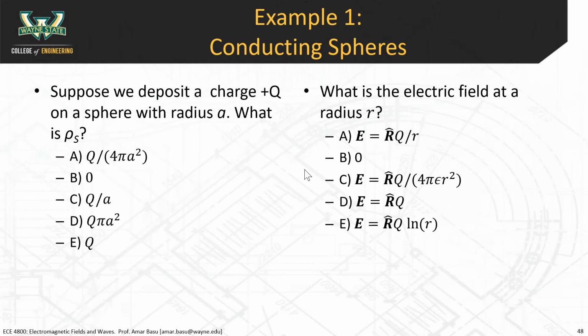All right. So just quick questions to make sure we're all here. In this example, we have conducting spheres. Suppose we deposit a charge Q on a sphere with radius a. What is rho sub S? You have 5 choices. I'm just going to start the poll here. Okay, start a poll, and there are 1, 2, 3, 4, 5 choices. I will put this up here, and you can go ahead and put in your answer there. And we'll just wait for most of you to respond.